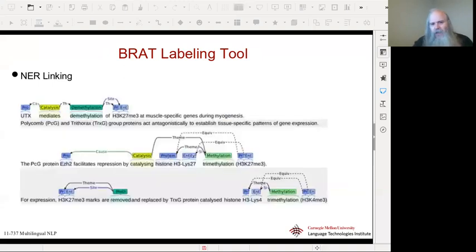But it also allows you to link things together. So here we have an example of entity linking in the tool, and therefore it's really quite easy to be able to do these non-linear segmental forms.